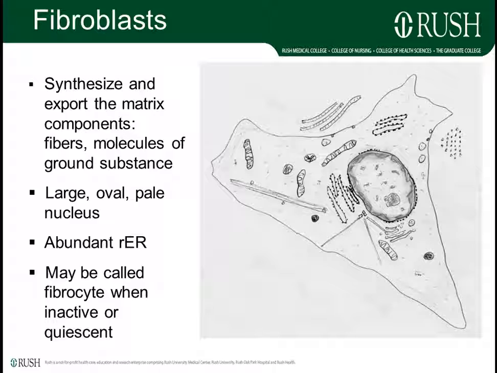Fibroblasts are generally large cells with a lot of synthetic capacity. Morphologically, they have typically a large oval pale staining nucleus, that means it's euchromatic, actively transcribing, and an abundant RER in the cytoplasm, which is just a reflection of their synthetic capacity. They make and export all of the extracellular matrix components, both fibrillar and non-fibrillar ground substance. When they're in the inactive phase, they might be called a fibrocyte. You might see that in the literature.